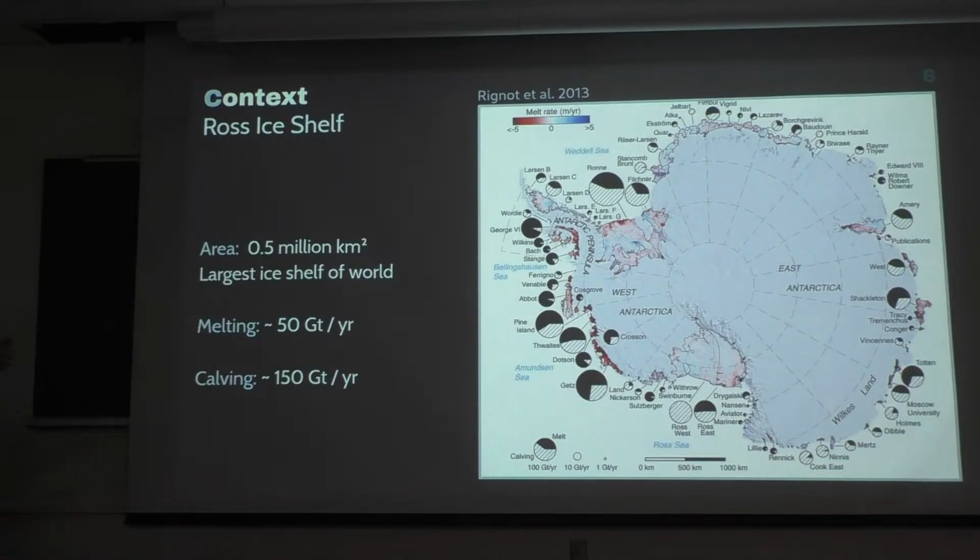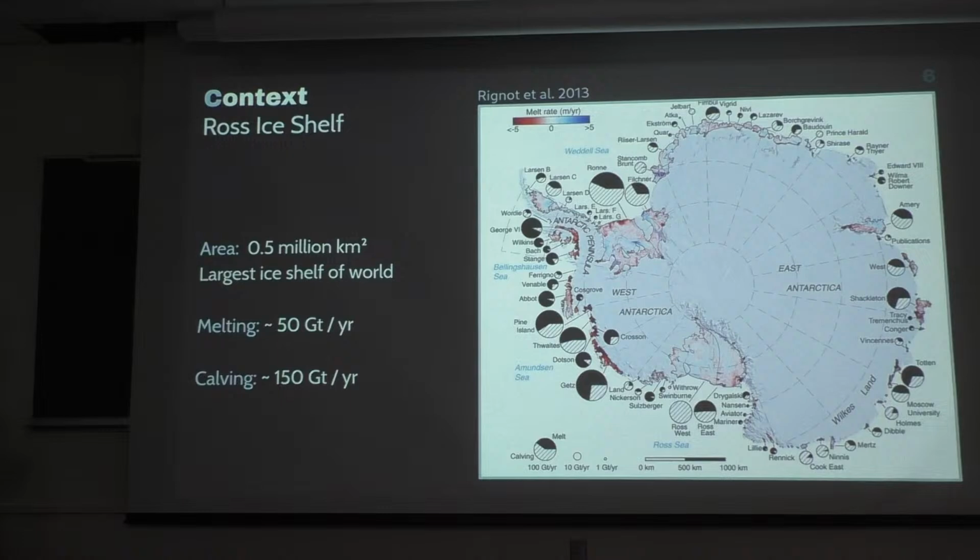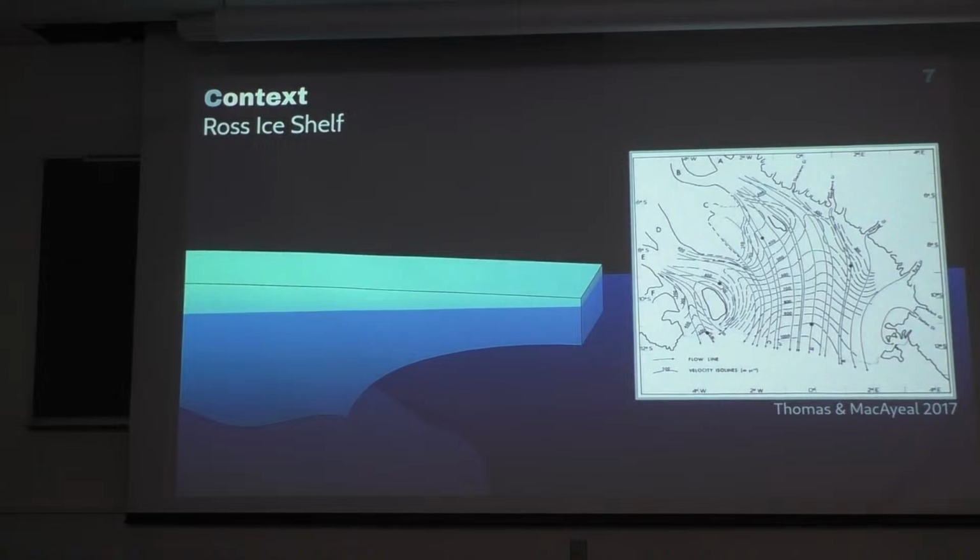In this talk, we're going to be interested in the Ross Ice Shelf, which is this ice shelf over there. Its area is around 0.5 million square kilometers, so it's the biggest ice shelf in the world. To give you an idea of how big this thing is, this is the size of Texas in comparison. And for my fellow European nationals, it's the size of France. So a very huge ice shelf. For this ice shelf, there are 50 gigatons of mass dumped into the ocean due to melting, and 150 due to calving. So both mechanisms are important.